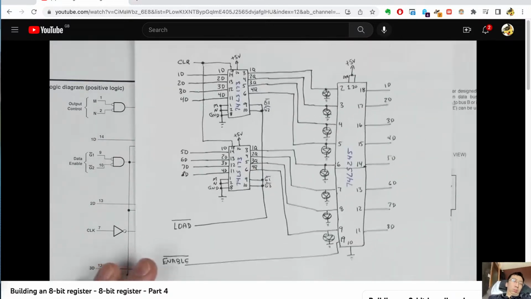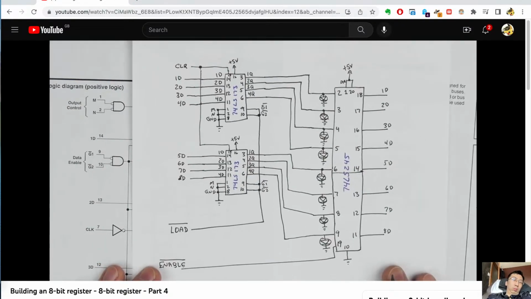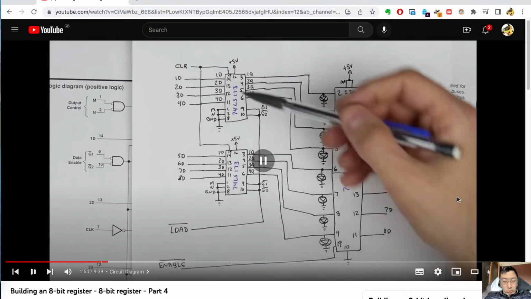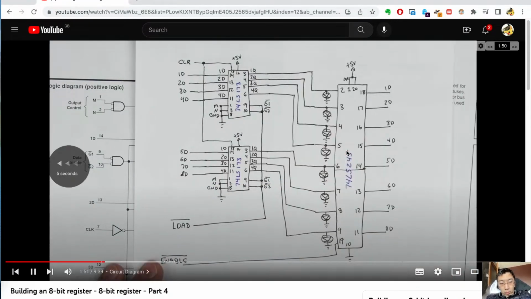So essentially, that kind of looks like this. This is sort of what that circuit would look like. Hopefully this makes some sense.